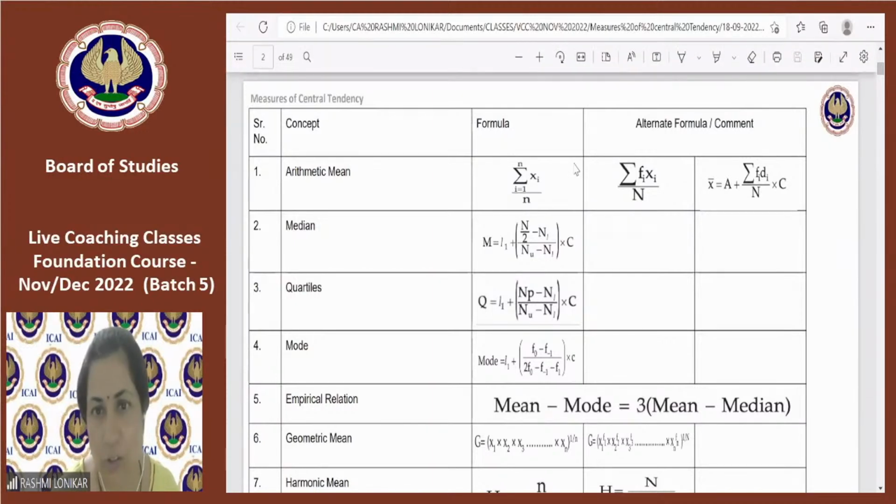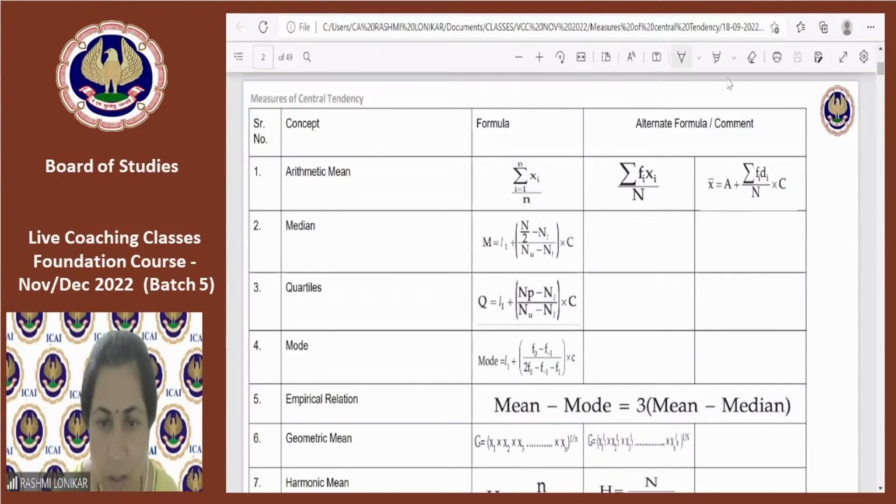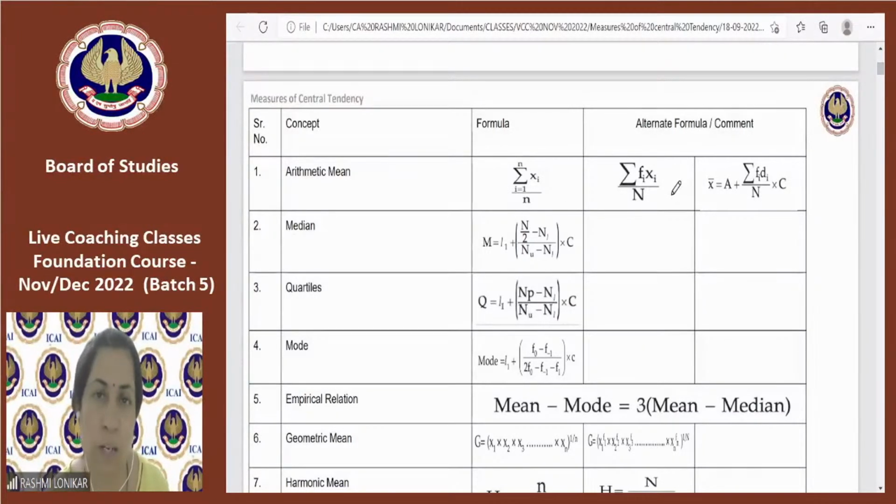So these are the measures of central tendency where we are talking of arithmetic mean, geometric mean, harmonic mean, mode, median. Now when we are talking of arithmetic mean, what is the formula for a discrete variable? This is the formula: summation xi upon n. That is, we take all the numbers, we add them up, and then we divide by n. When we have discrete variable observations, but we're having frequency, then the formula becomes summation fi xi upon n.